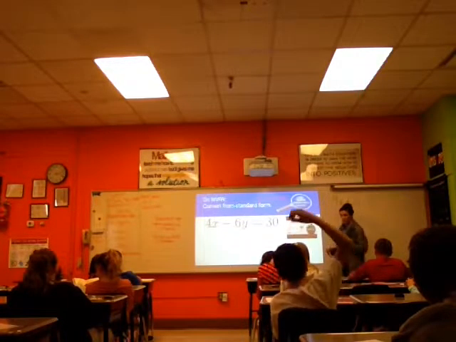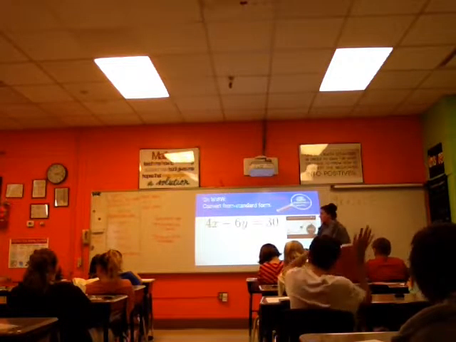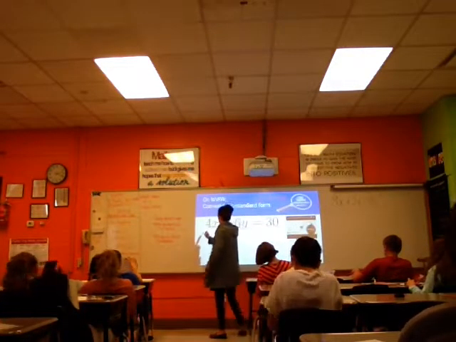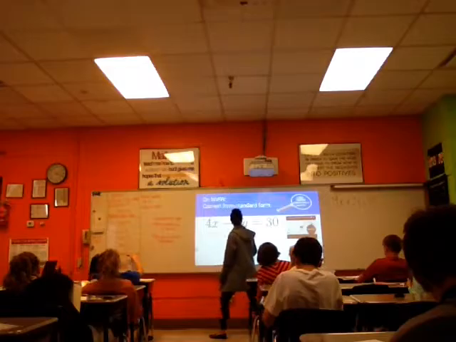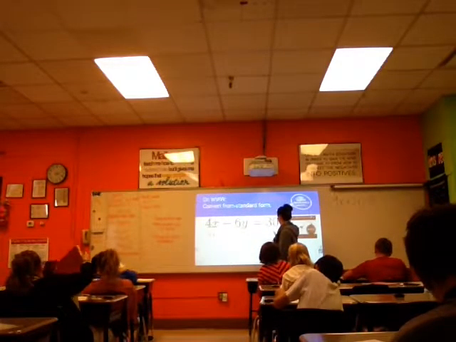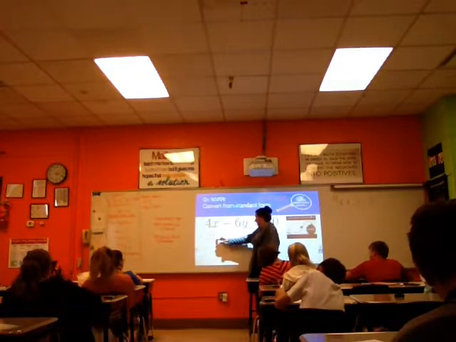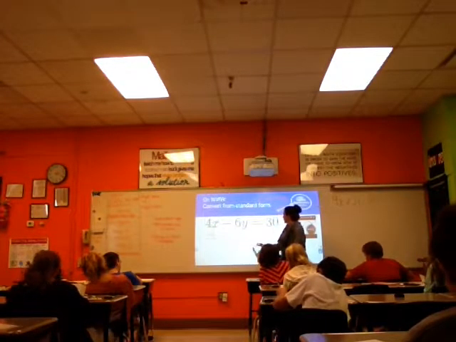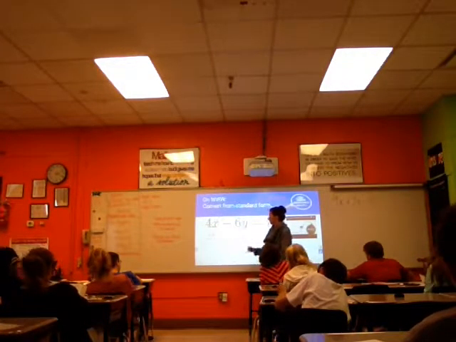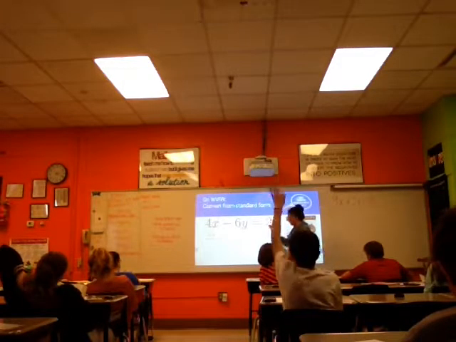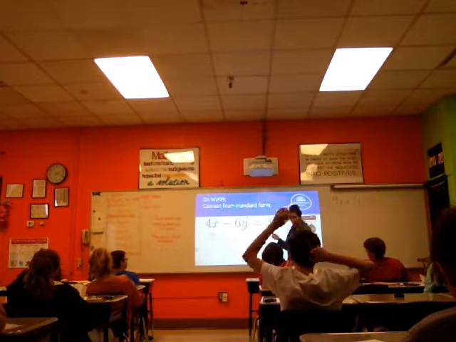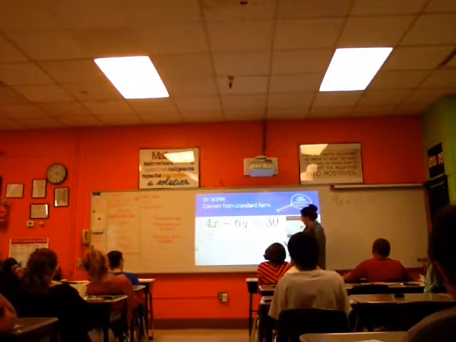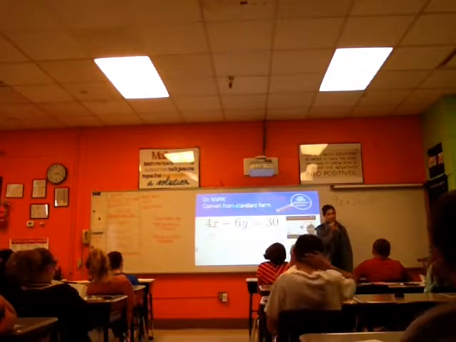Go ahead and flip over your red one, ready? Destiny, what's the first thing you did? Why? Because inverse operation, beautiful. I love the vocabulary. Then I get -6y. Do not forget that sign. That's really important. What comes first, -4x or 30? Jacob? -4x plus 30. Matt, what's next?